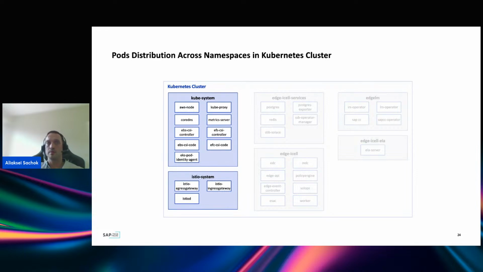These are two namespaces. Kube-system: this namespace contains core Kubernetes components responsible for cluster operation, such as networking, storage integration, and system monitoring. It includes critical services like the Kubernetes API, DNS, and networking plugins. The other one is Istio-system. This namespace is dedicated to the Istio service mesh, which manages traffic routing, load balancing, and secure service-to-service communication.